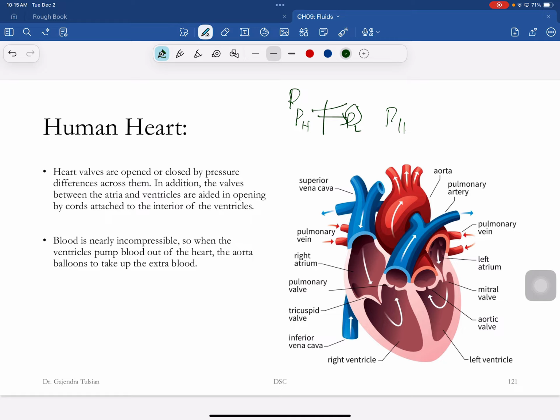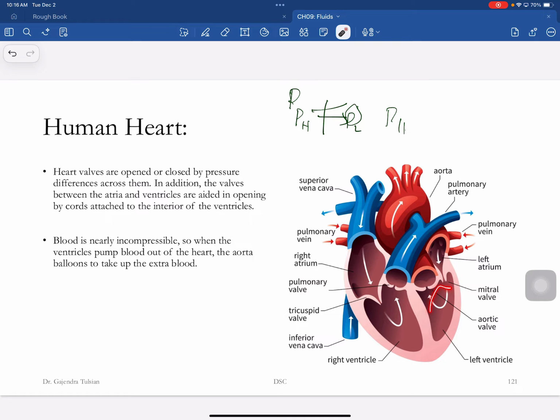Okay, so heart valves open or are closed by pressure differences across them. In addition, the valves between atria and ventricles are aided in opening by cords attached to the interior of the ventricles. Okay, so when the ventricle pumps blood out of the heart, the aorta balloons to take up extra blood.